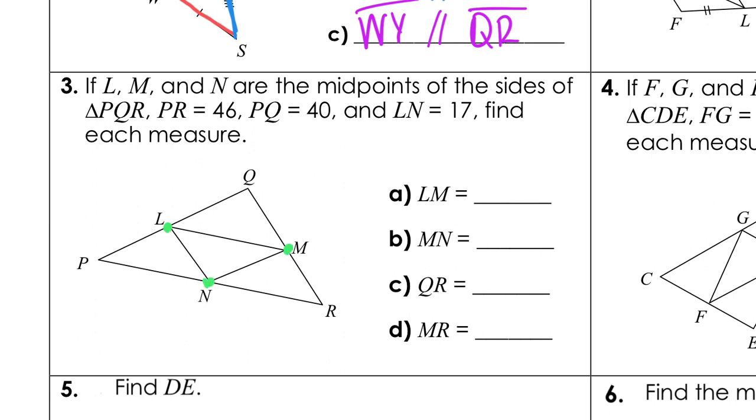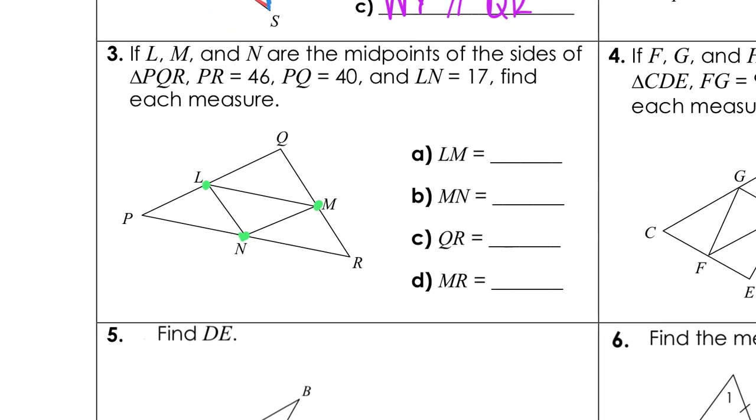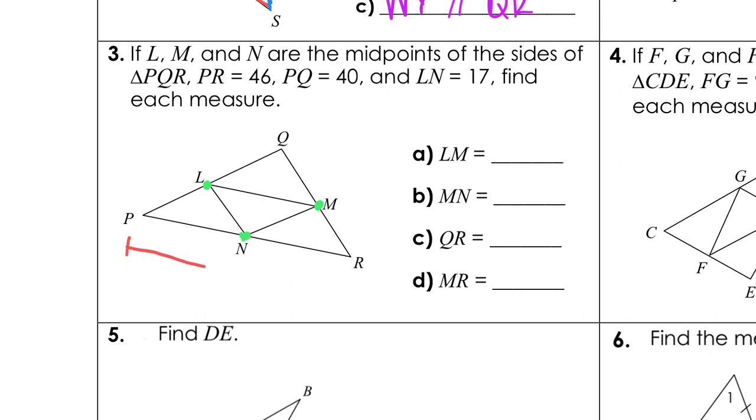So let's label the rest of this information that they give us. So PR is 46. That's from here to here. And then they tell us that PQ is 40. So this is 40. And LN is 17. So that's this right here. And then they're asking for all of this missing information. So let's take a look.